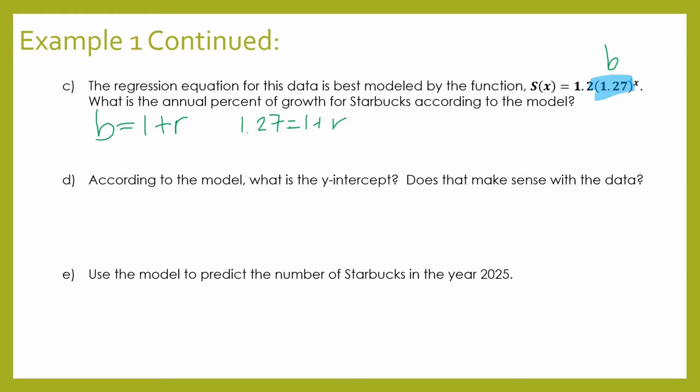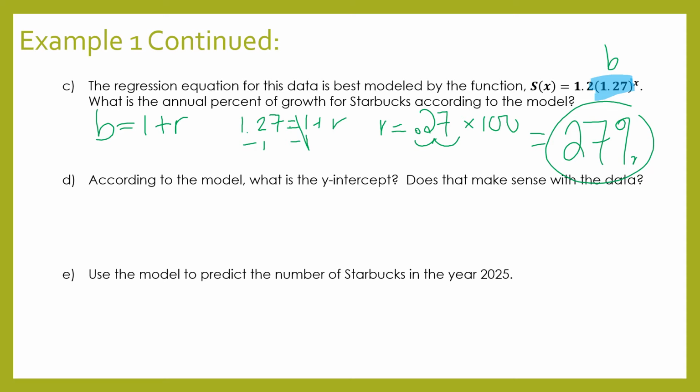So to solve for r, we're going to subtract 1. So r equals 0.27. And to change that to a percent, you're going to take the decimal and move it 2 spots to the right, or you're going to multiply by 100. It's your preference. They mean the same thing, but that will give you 27%.